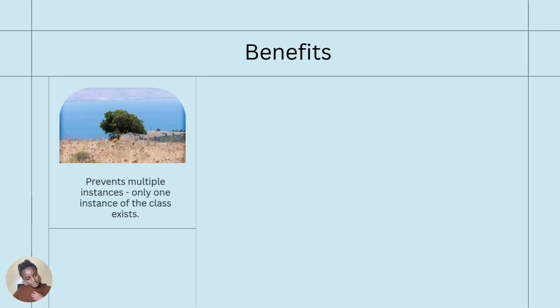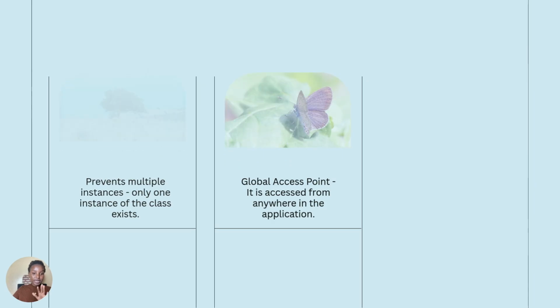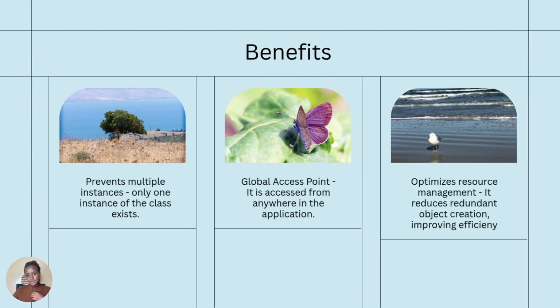What are the benefits of using singleton? It prevents multiple instances. Only one instance of the class exists. You don't want many of those. Benefits: global access point. It is accessed from anywhere in the application. And lastly, resource management. It optimizes resource management. It reduces redundant object creation, improving efficiency.